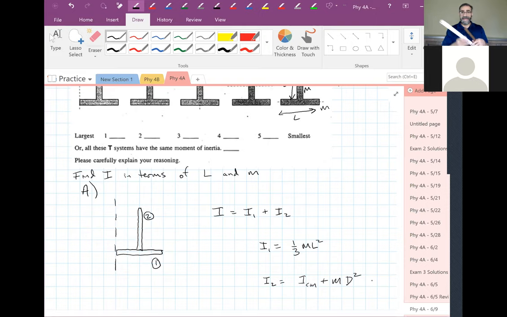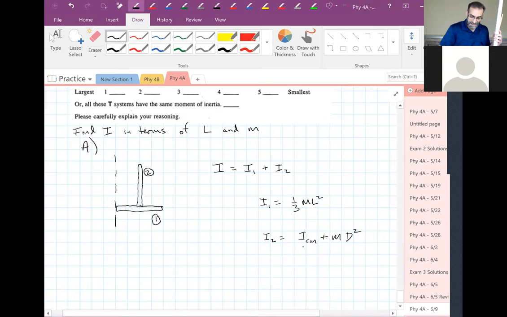So if all the mass is on a line, and we draw an axis of rotation along that same line, then all the mass is at the axis of rotation. If all the mass is on the axis of rotation, I center of mass is zero. And what is D? D is L over 2.